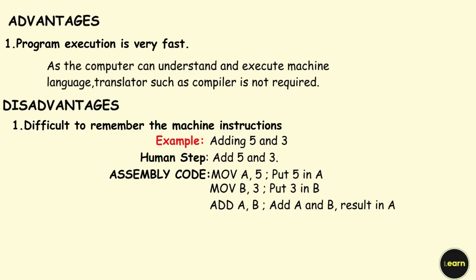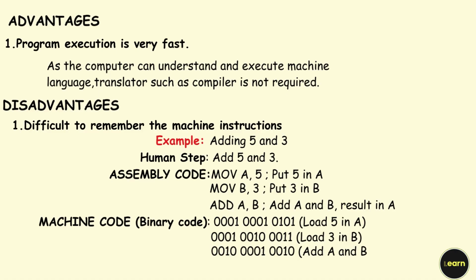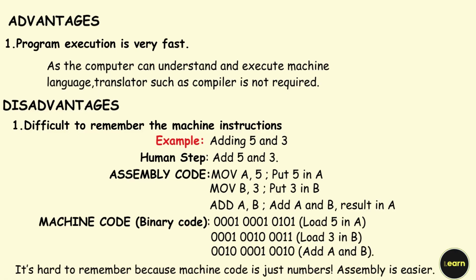So now let's move on to machine-level code, which will be written in the form of ones and zeros. Machine code, binary code. 000100100101, here loading of 5 in A can be seen. 000100100011, loading of 3 in B. Sum of A and B is finally obtained. It's hard to remember because machine code is just numbers; assembly is easier.